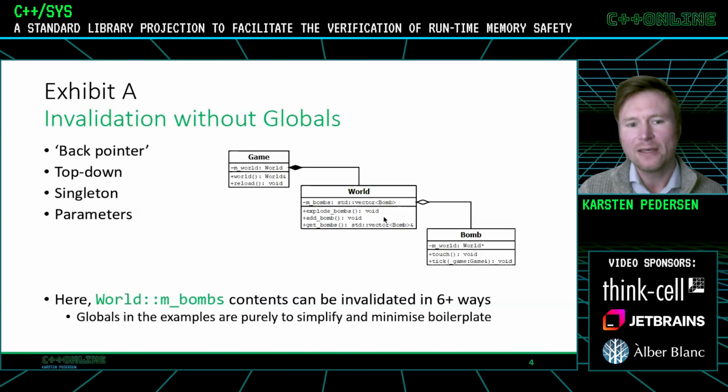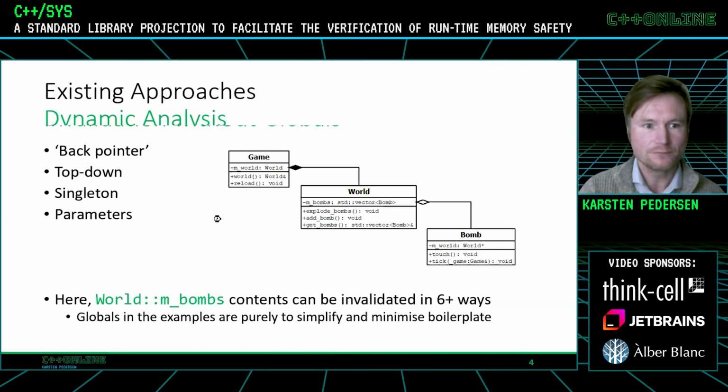So that's no good. Or you could ban back pointers from your design, which is fair. So you pass the game, top level, into some sort of tick, in which case you're here. But then you could simply go down to the world and call all of these functions and invalidate bombs that way, or potentially even reload. There are so many different ways the bombs array could end up being invalidated, so we really do need to start looking at being able to track this.